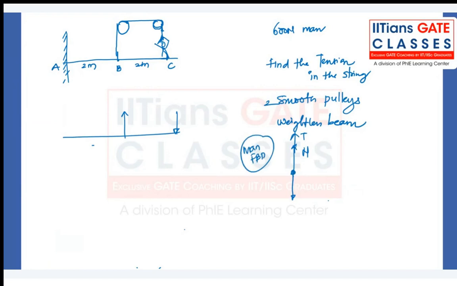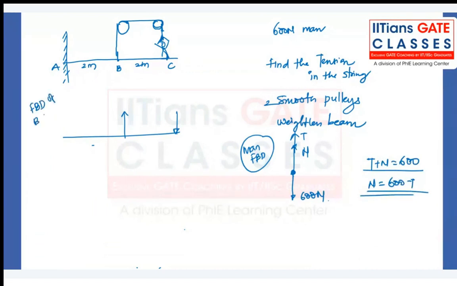So T plus N is equal to 600. So what is the normal reaction? 600 minus the tension in the string. Okay, so now this is a free body diagram of the beam. In the FBD, this tension in the string, and here what will come is the normal reaction, because whatever surface reaction will be there, we have to take the same on the beam. So it will be 600 minus tension. Clear?